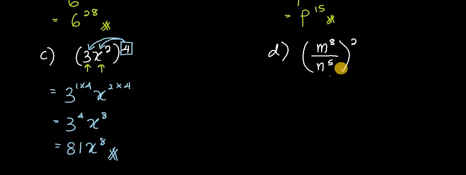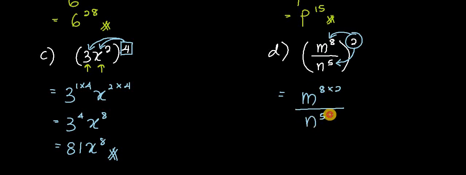Now for question D, this is also a common mistake that most students make. They will just multiply this power 2 with the top one. What about the bottom? The bottom is also included in the bracket, correct? So just remember the power 2 you have to multiply with the top and also with the bottom, both up and down. So for question D, how can we simplify? M power 8 times 2 over n power 5 times 2. You see, the power 2 I'm multiplying with the top and also with the bottom.